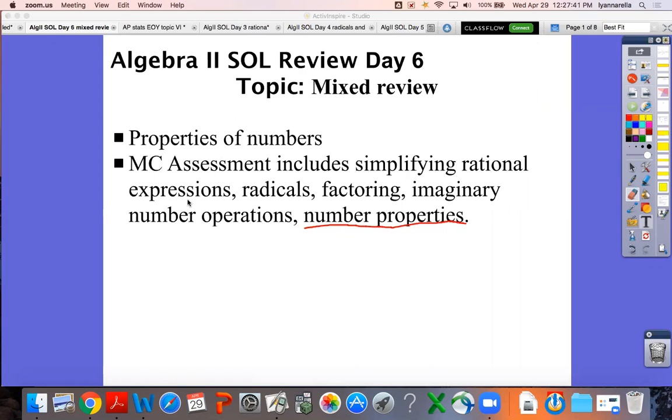it includes simplifying rational expressions, radicals, factoring, imaginary number operations. Those are the complex numbers we did last class. And the only new thing I haven't shown you yet is properties of numbers. So I'm going to do that.